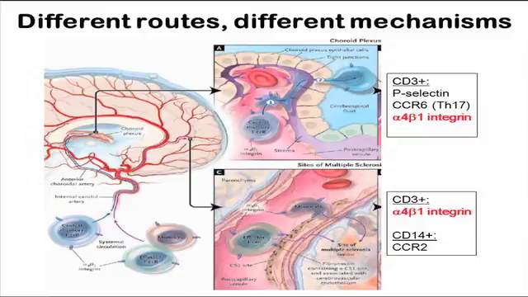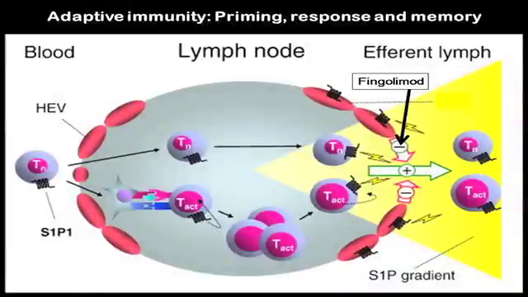So let's try to integrate this idea with how these various drugs for treating MS actually work. We talked already about natalizumab. Let's take a closer look now at what happens when T cells come in and out of lymph nodes. On the next slide, again, we're looking at adaptive immunity, and we're looking at priming and response in the lymph node. So on the left, in the upper left-hand corner, you see the word blood, and in this case, the blood is flowing through a high endothelial venule.